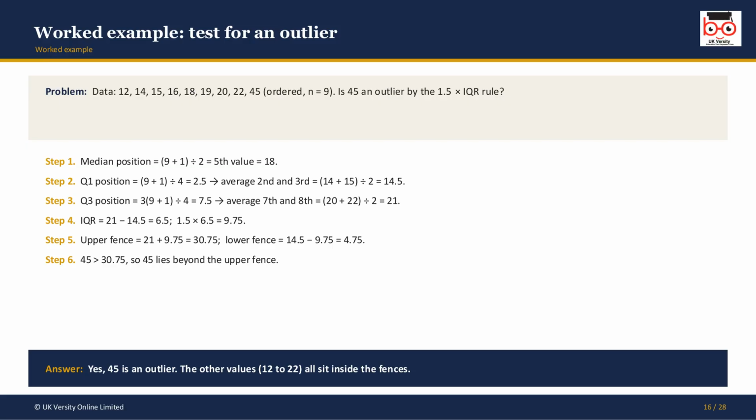Let's test whether 45 is an outlier in this set of 9 values. The median is the 5th value, 18. For Q1, the position is 2.5, so we average the second and third values, 14 and 15, giving 14.5. For Q3, we average the 7th and 8th, 20 and 22, giving 21. So the interquartile range is 21 minus 14.5, that's 6.5, and 1.5 times that is 9.75. The upper fence is 21 plus 9.75, so 30.75. Since 45 is well above that, yes, it's an outlier.